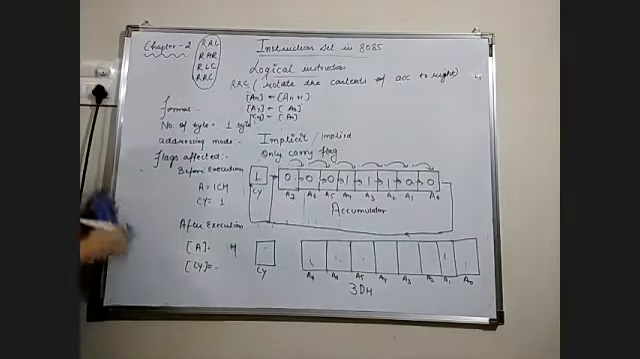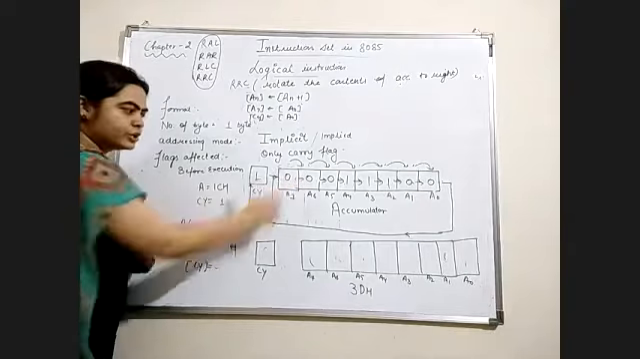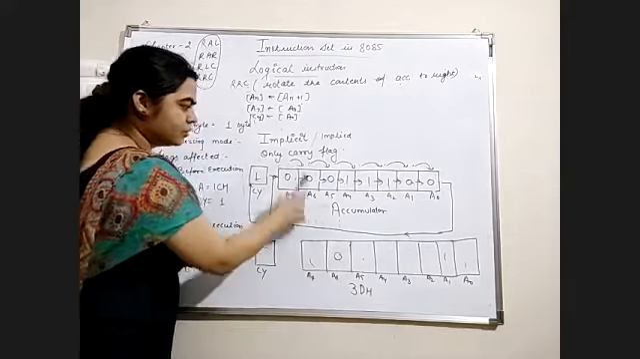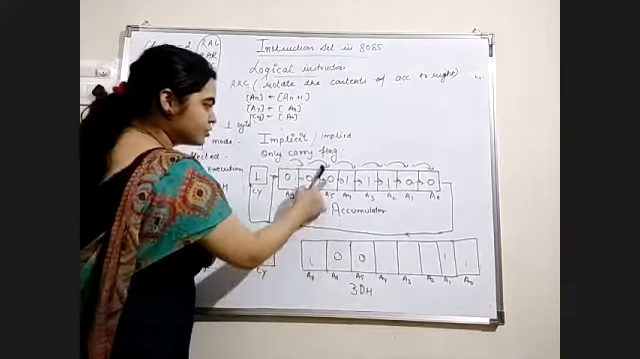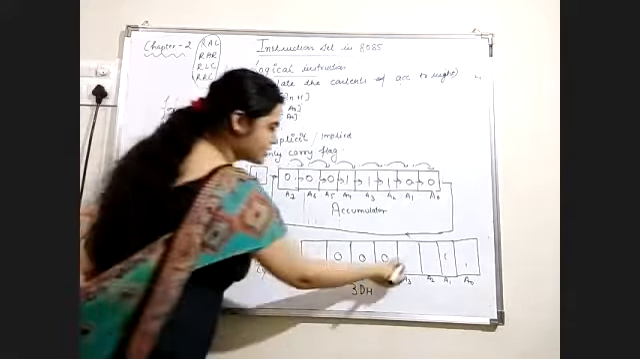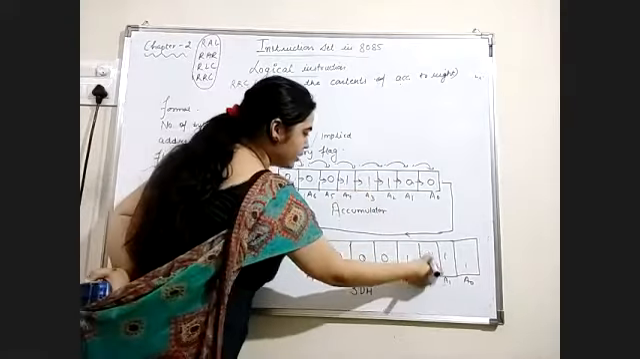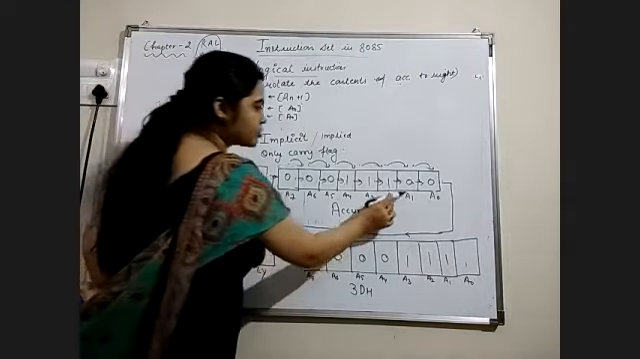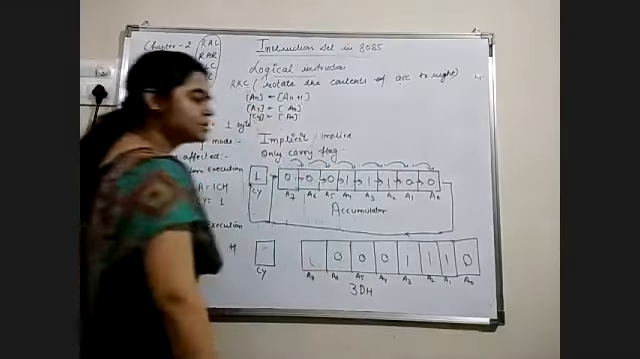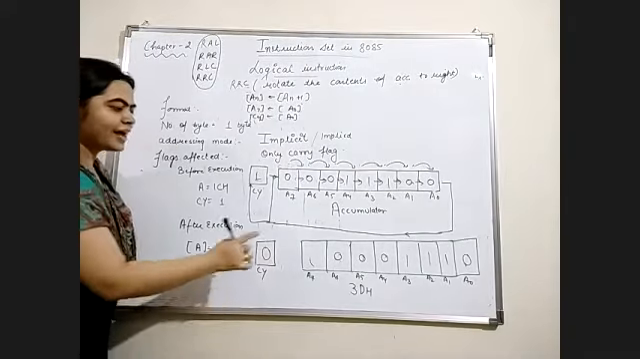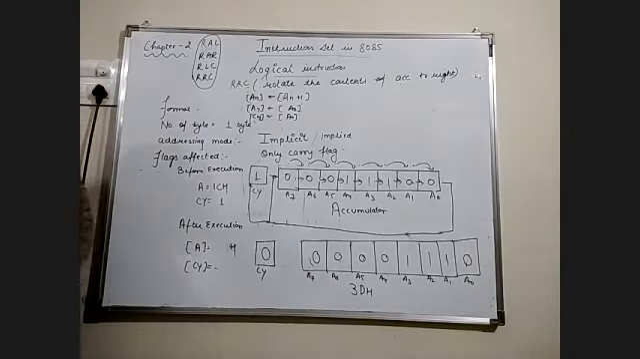See here, the contents of A7 go into A6, so that is 0. A6 goes into A5, again 0. A5 goes into A4, 0. A4 goes into A3, that is 1. A3 goes into A2, 1. A2 goes into A1, again 1. The contents of A1 go into A0, that is 0. And the contents of A0 will be updated in the carry flag, as well as in A7.